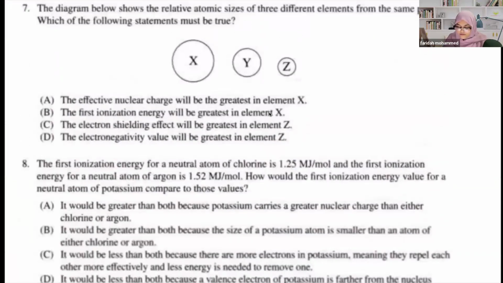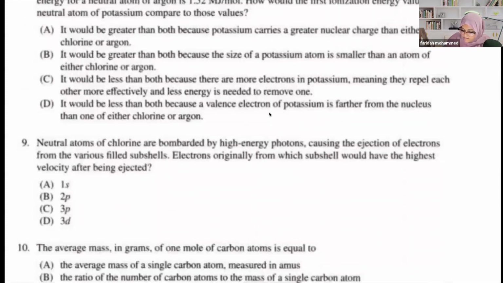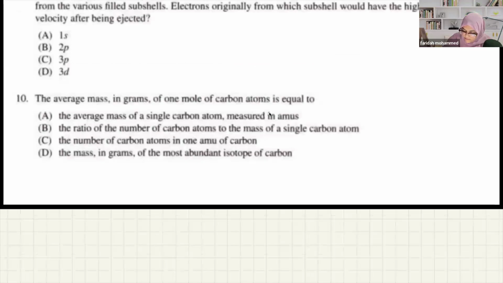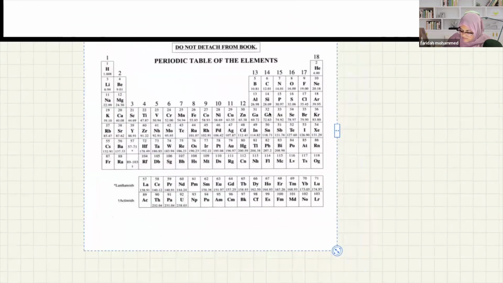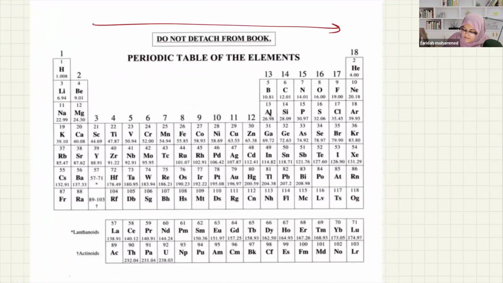The diagram below shows the relative atomic size of 3 different elements in the same period. As we can see, the size is becoming smaller, and they are in the same period. Let's look at the periodic table again. We know that the size becomes smaller as you go from left to right, and it becomes bigger as you go from top to bottom.